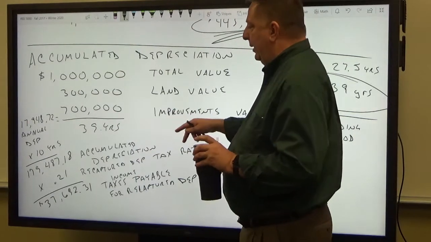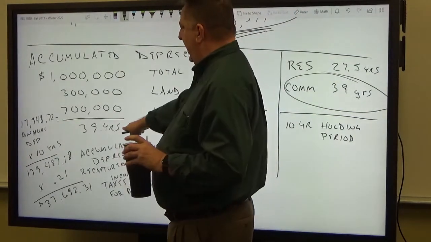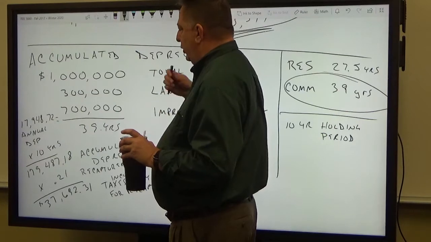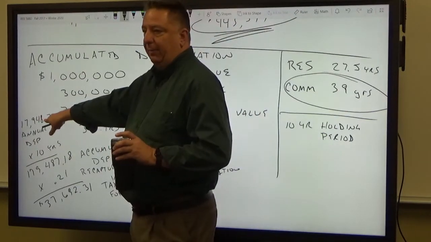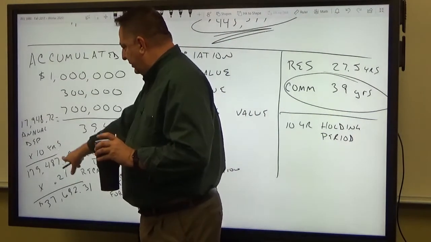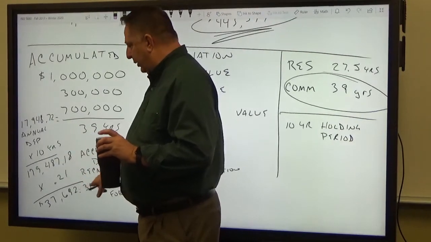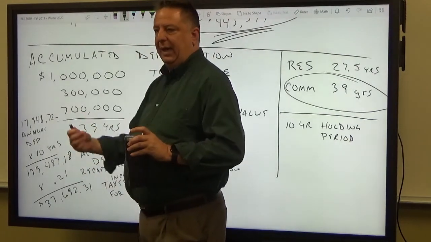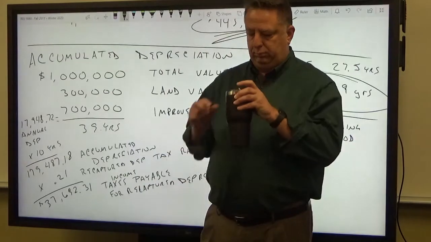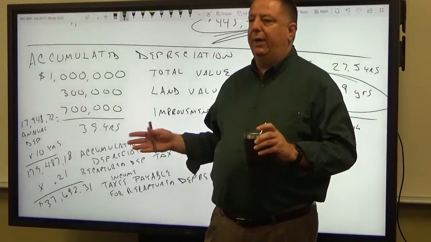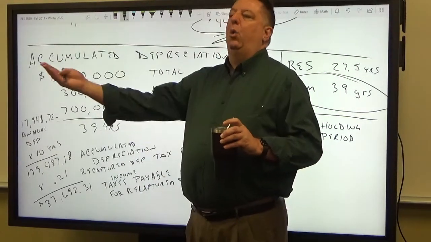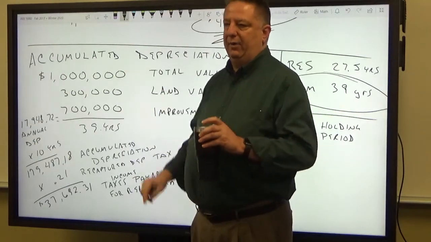Because if you think about it, if it was 27 and a half years, then the dollar amount that you're going to be depreciating each year is going to be a bigger number, meaning you're going to have more tax that you're going to have to recapture. Okay? Because in essence, you're getting a bigger benefit while you own it if it's residential.